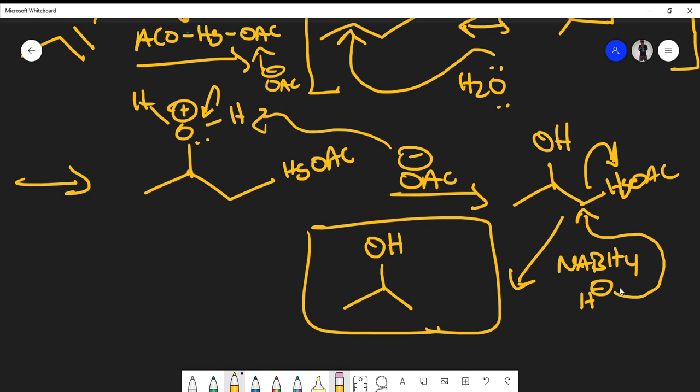So you can see that this is a really complicated mechanism, and it's something that your teacher will probably be least likely to ask you about. They more so want you to be able to predict the product. So not so much the reaction mechanism, but it's still important to know the reaction mechanism.